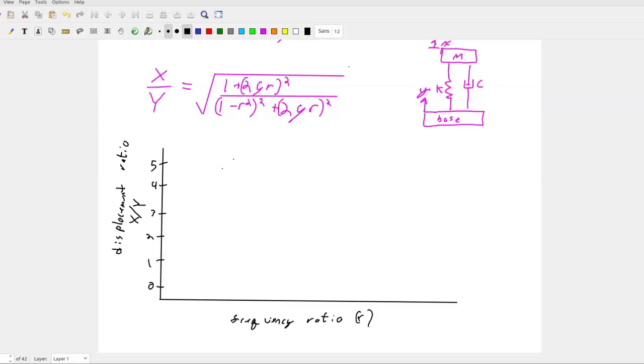And that's r. And let's go 0, 0.5, 1, 1.5, 2, 2.5. Okay. And again, this is going to be normalized based on my damping. So let's just say I've got zeta equals 0.1.